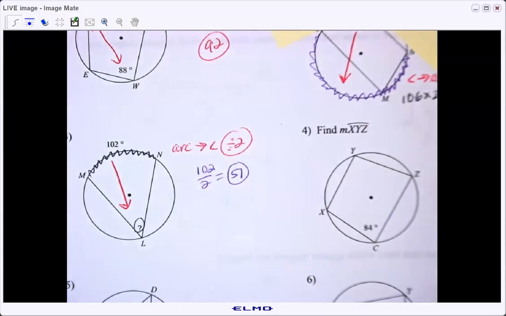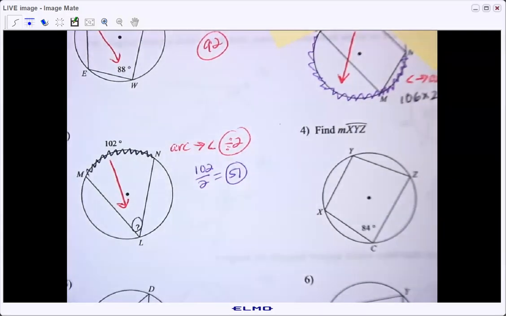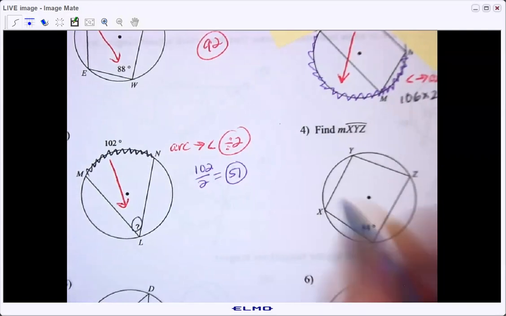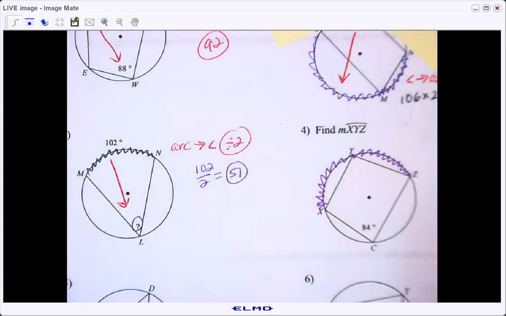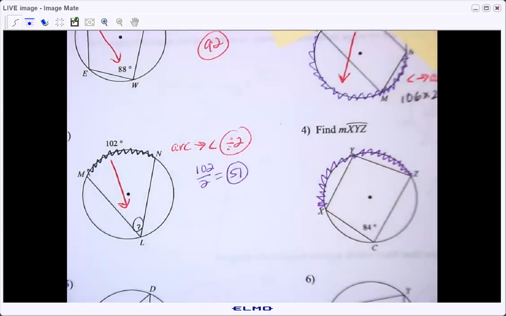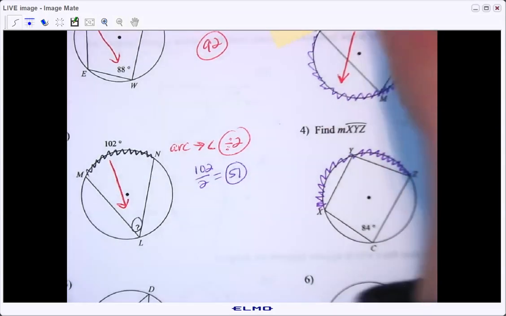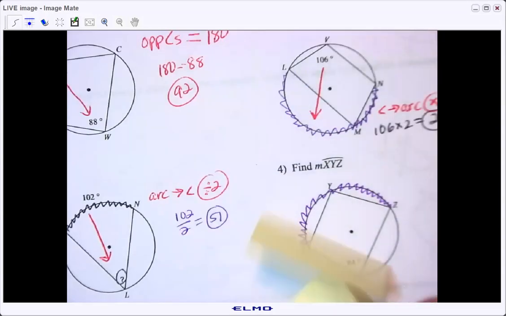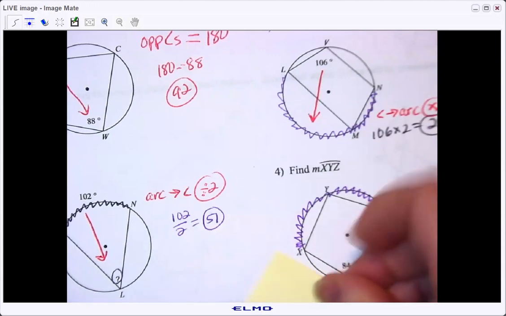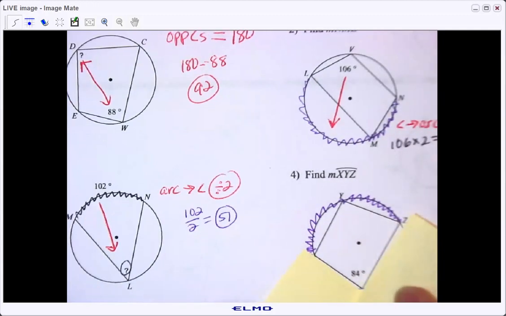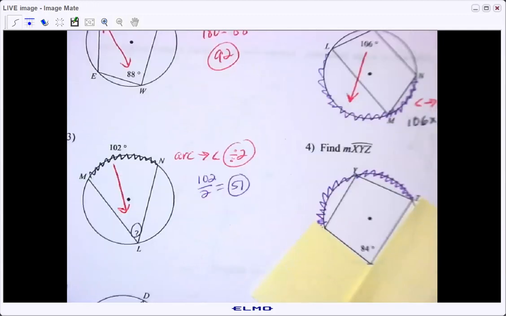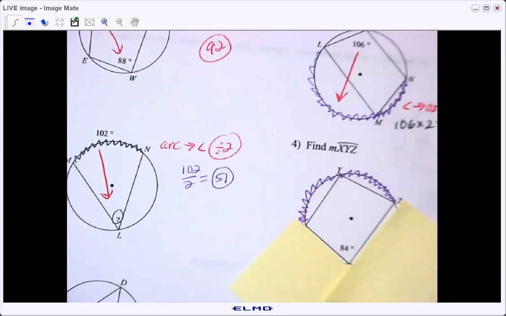Okay. Now we're looking for arc XYZ. Go ahead and mark out arc XYZ. If you block off that arc, there's your angle, like a snow cone. So think about it. Are we going from arc to angle or angle to arc?